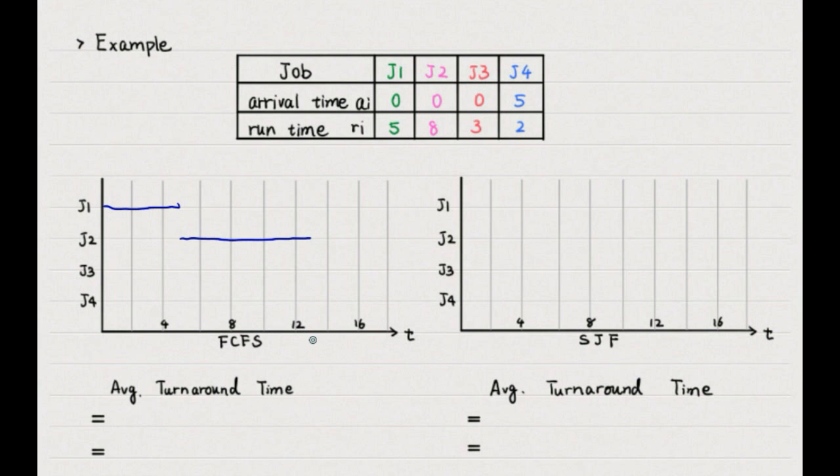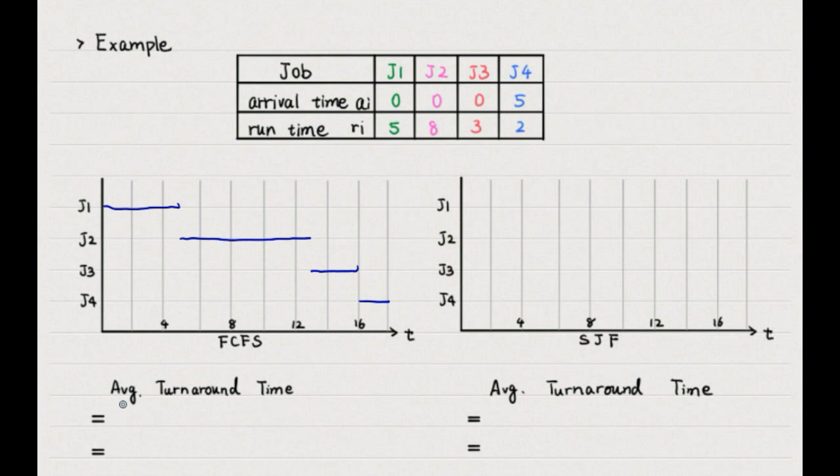Now we are at time 13 and J3 and J4 have arrived. J3 arrived before J4, so let's run J3 here for 3 seconds from 13 to 16. J4 is the only remaining job now, so we run J4 for 2 seconds from 16 to 18.